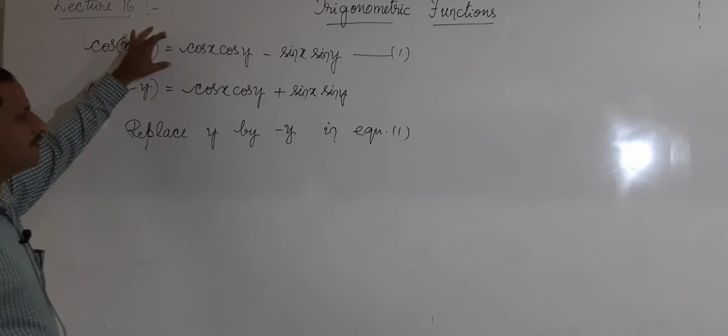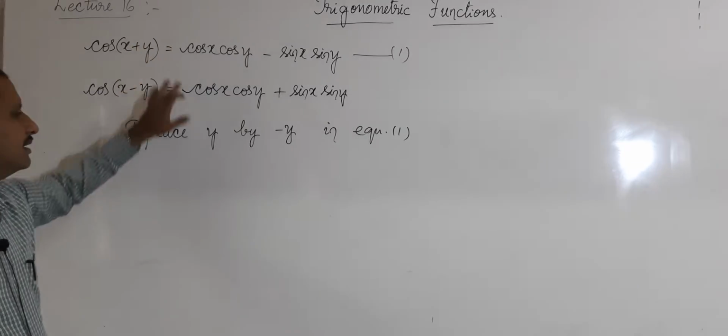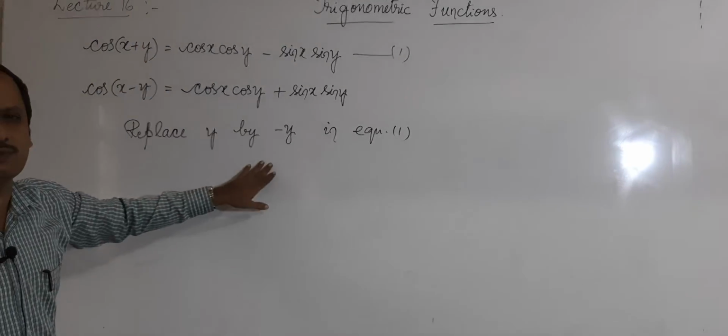In equation 1, wherever there is y, that y we shall replace by minus y. In place of y, I will write minus y. Then what happens? On LHS, you have x plus y. I am writing y as minus y, so this will become cos(x - y). On RHS, x will remain as x only. Wherever there is y, we have to replace y by minus y. Cos x cos of minus y, minus sin x into sin of minus y.